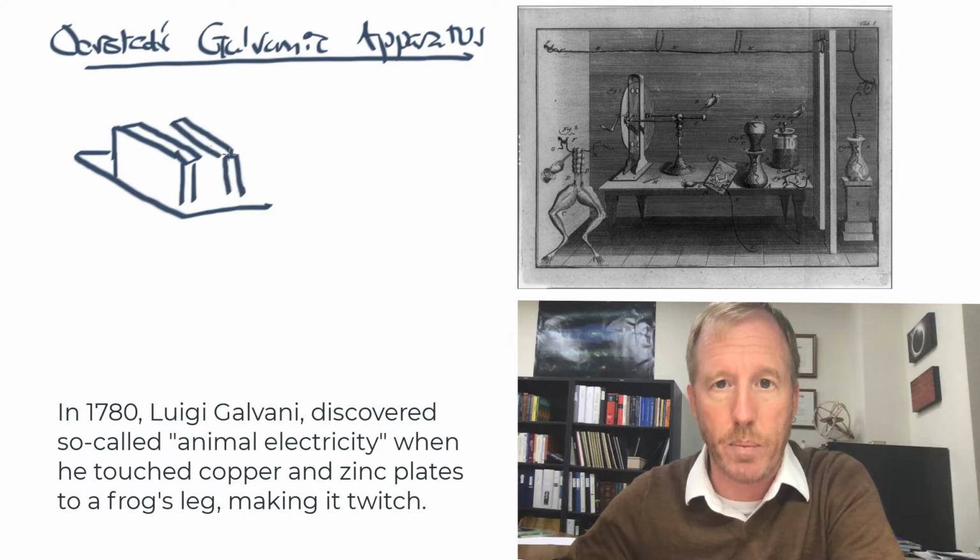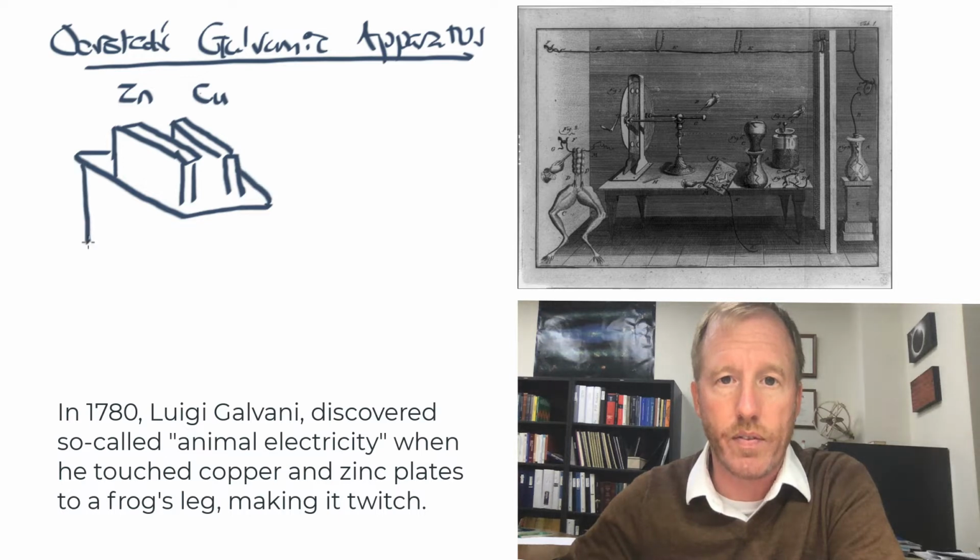Okay, so imagine a couple of parallel plates. This one on the right is made of copper. The one on the left is made of zinc. And these are placed into a trough. I guess he gives the dimensions of the trough.